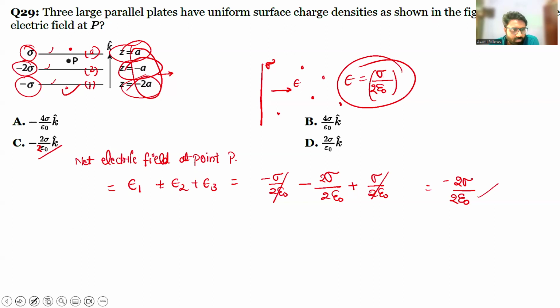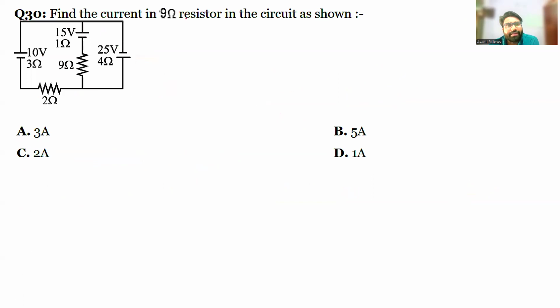Now, move on to the next. This one. Find the current in 9 ohm resistor in the circuit as shown. Now, in these types of circuit, first of all, the first method that you can use to solve this kind of question. First method.